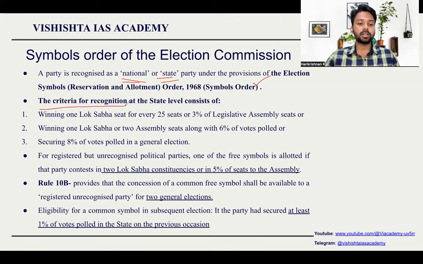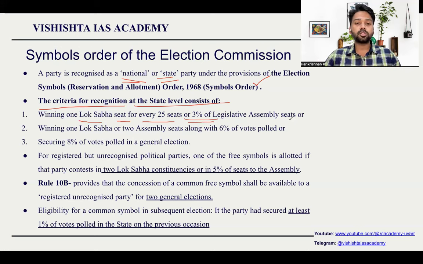Here, let's see the criteria for recognition of state level parties. Three important criteria are there. It's very factual, very vague, but try to remember it. First thing, the particular party should have won one Lok Sabha seat for every 25 seats. One Lok Sabha seat at least for every 25 seats, or 3% of legislative assembly seats.